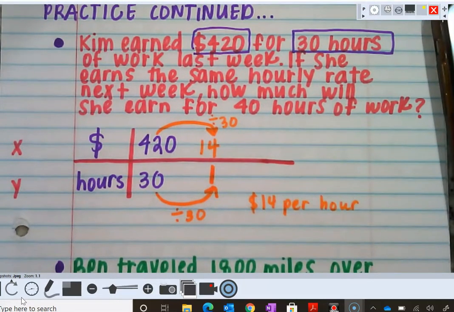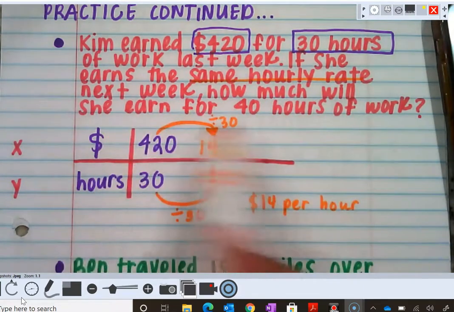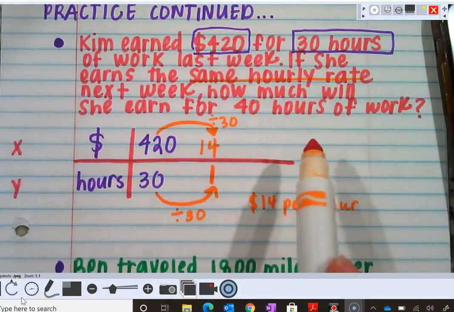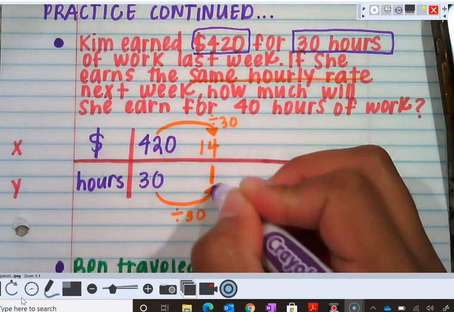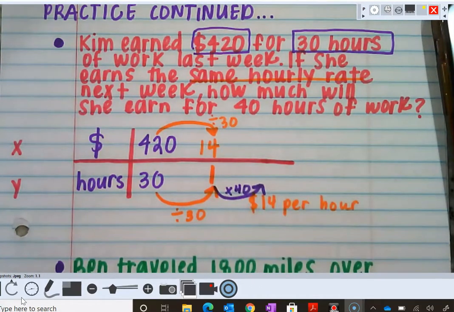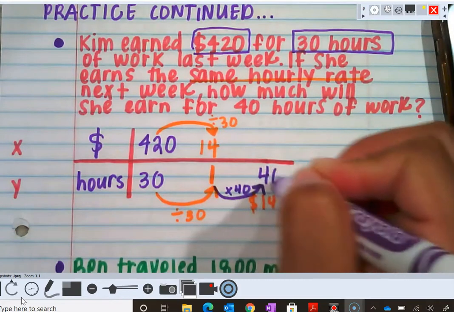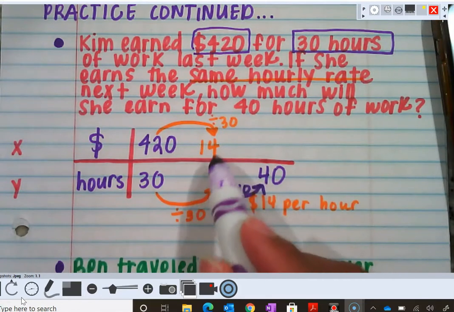The question is asking if she earns the same $14 per hour, the same hourly rate, next week, how much will she earn for 40 hours of work? So now, since I have my unit rate, I can use that to figure out how much she will earn in 40 hours. And so I'm going to take from the 1 and I'm going to times it by 40. And now I have 40 hours. So if I multiply the 1 by 40, I need to also multiply my money, my $14 by 40.